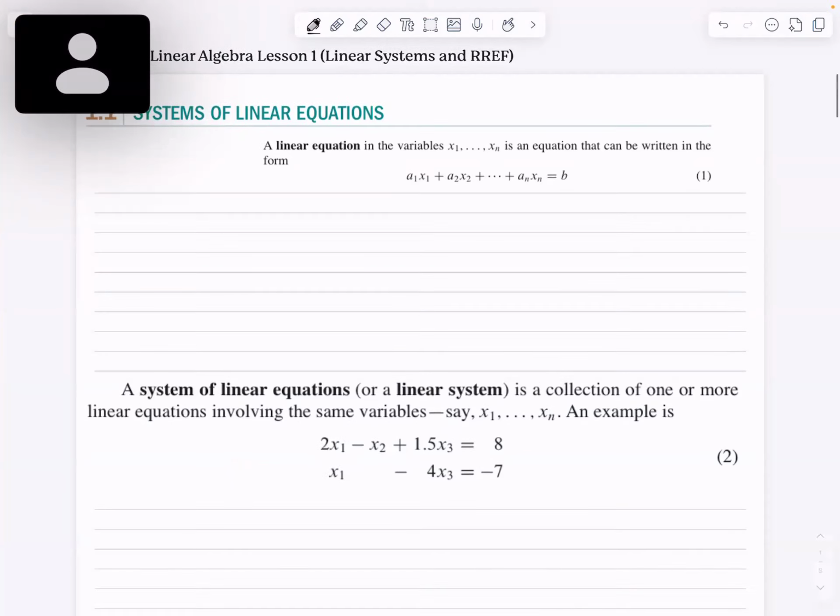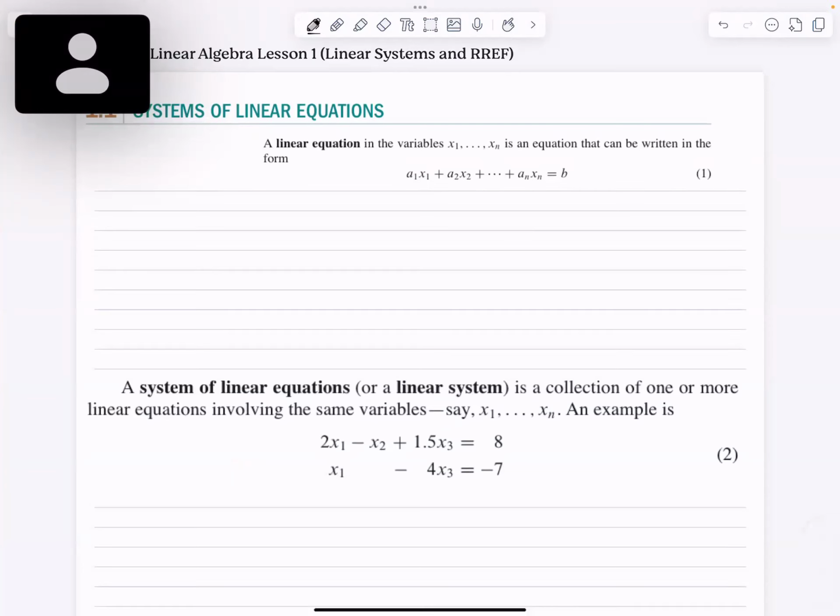So the first thing we need to talk about is what is a linear equation. We've already discussed this a little bit, but the idea is that you have some variables, x1 through xn. We're going to use subscripts so that if we need a lot of variables, we don't run out of letters. So those are going to be our variables. And then a1, a2, through an, and b. So the a sub i and the b are called coefficients.